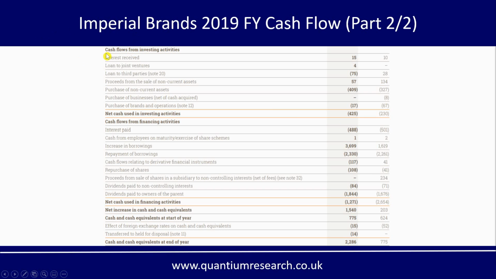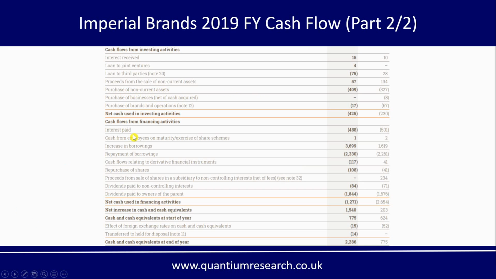So if we dive into this a little bit, we can see that the first area shows cash flows from investing activities. You've got money coming in from loans to joint ventures, all sorts of things. Purchase of non-current assets, that's an important thing to know because that was quite a significant makeup of this cash flow statement. Non-current assets are assets that last for longer than a year. So property is an example of a non-current asset.